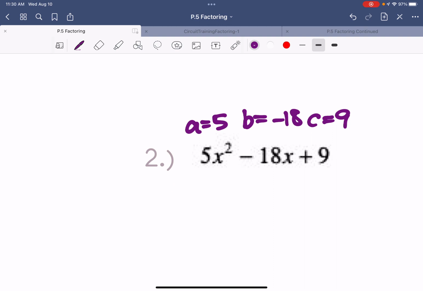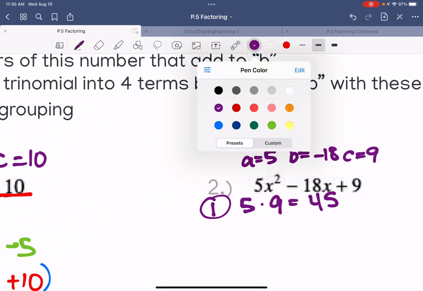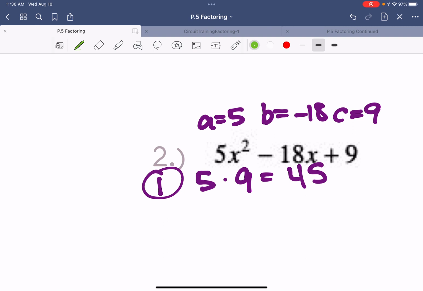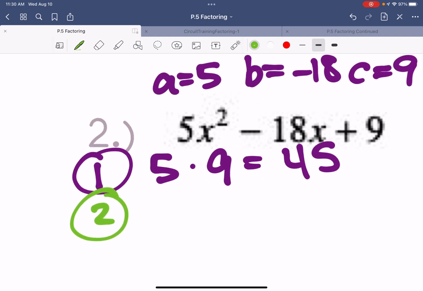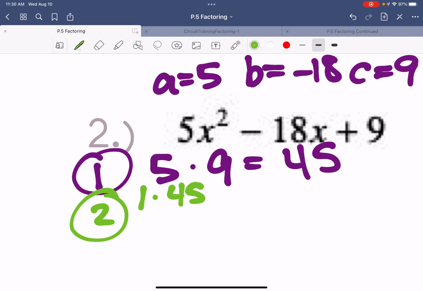All right, so now what I'm going to do is I'm going to multiply A times C. So 5 times 9 equals 45. So then the second step says that I have to find the factors of that number, so factors of 45, that are going to add to B or add to negative 18. Again, it might not be apparent right away what they are. So I just start listing factors, and then you can look at your whole list. So again, it's a positive number, so I know that 1 times 45, but if the positives multiply to a positive, then the two negatives also will. So negative 1 times negative 45.